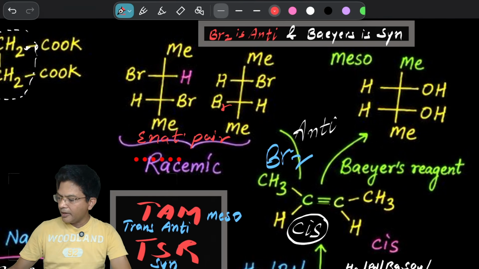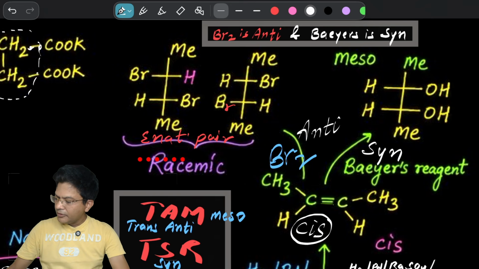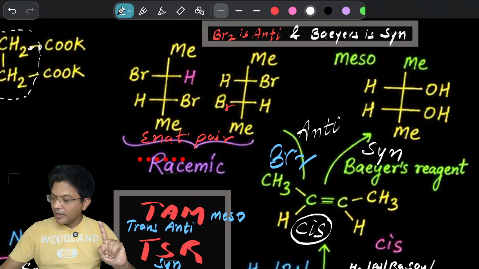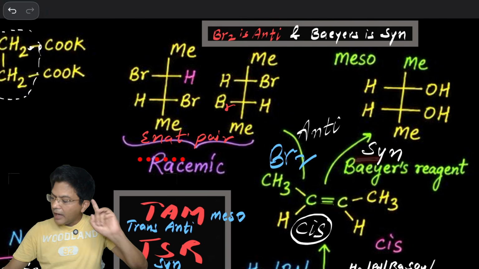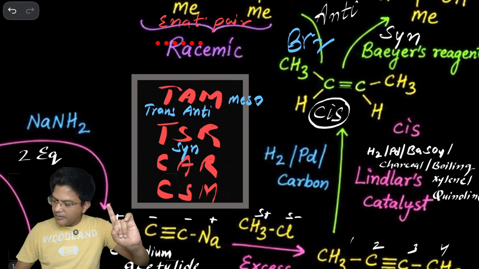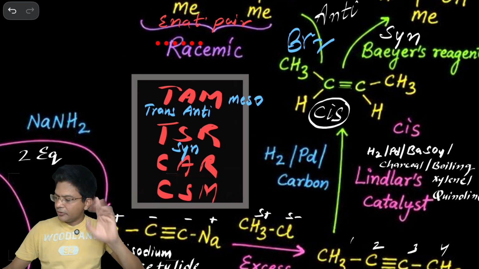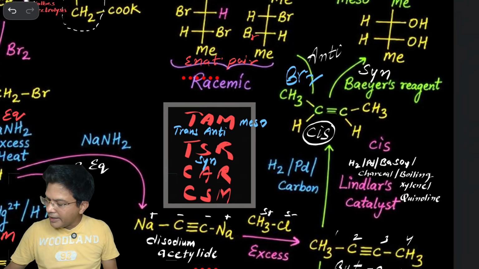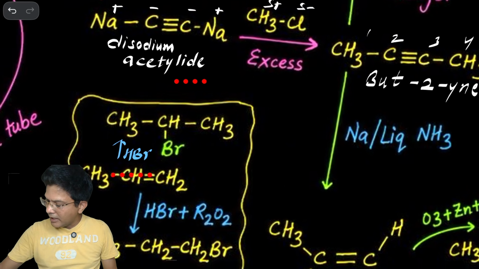Now if you see Bayer's reagent, that will do syn addition. Syn. So C, just see everyone: C S M, meso. CSM: cis alkene, syn addition, meso product. So it's completed. Now let's come back to this one, the trans alkene.